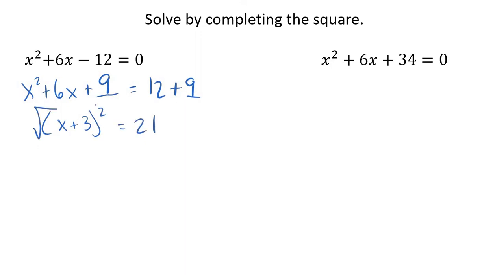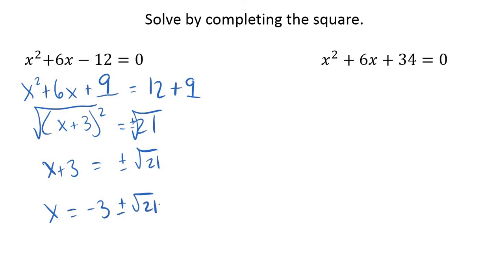Take the square root of both sides. That's one reason this is so powerful, because square root makes it easy to get rid of that square. So we now have x plus 3 equals plus or minus square root of 21. 21 won't simplify, so let's just leave it and then subtract 3 over. X equals negative 3 plus or minus square root of 21. And that looks like our solutions, okay?